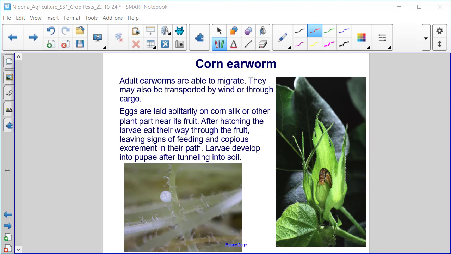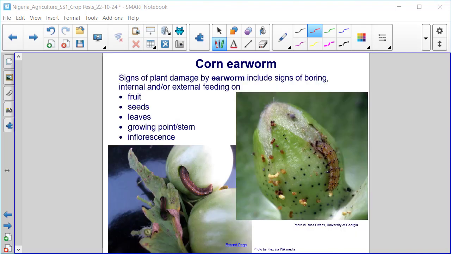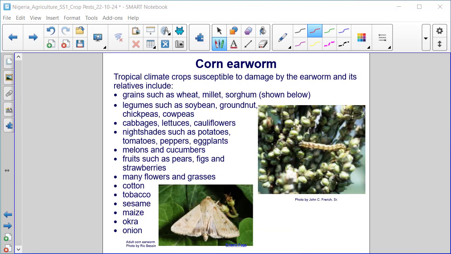Eggs are laid solitarily on corn silk or other plant part near its fruit. After hatching, the larvae eat their way through the fruit, leaving signs of feeding and copious excrement in their path. Larvae develop into pupae after tunneling into soil. Signs of plant damage by earworm include signs of boring, internal and/or external feeding on fruit, seeds, leaves, growing point or stem, and inflorescence.